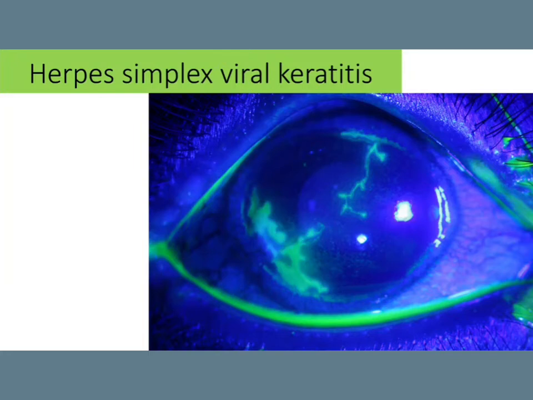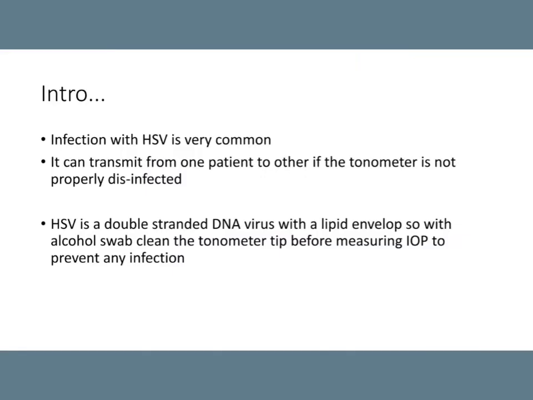So today in this video I will discuss viral keratitis. Okay, so let's start. Today we will discuss herpes simplex keratitis, which is due to the herpes simplex virus, HSV in short form. HSV infection is very common, and we mostly see this type of infection in patients who are under steroid medication, or people having immunosuppressive disorders, or those having some ocular surface disease. Herpes simplex virus is a double-stranded DNA virus with a lipid envelope.